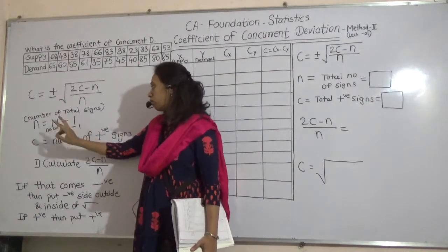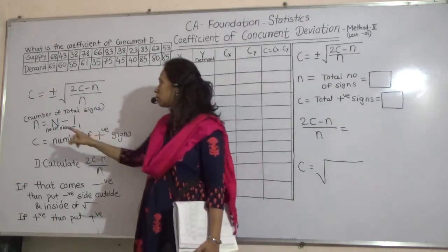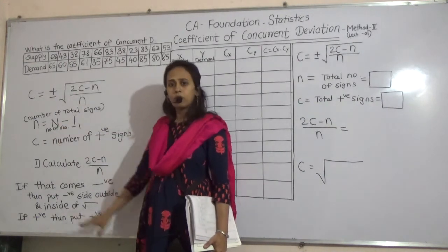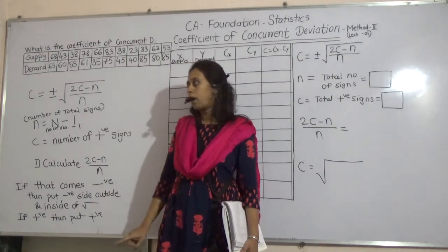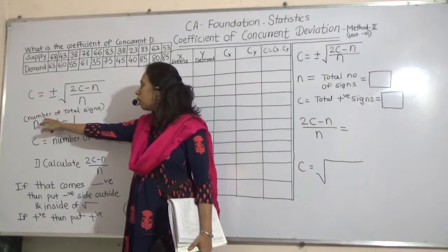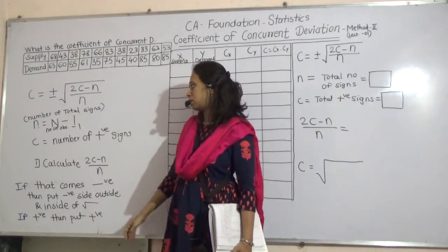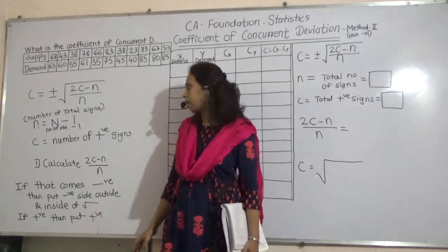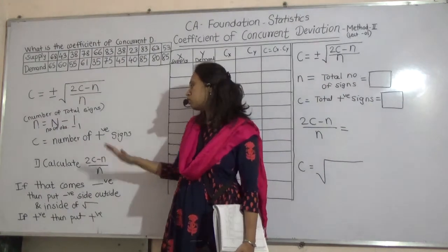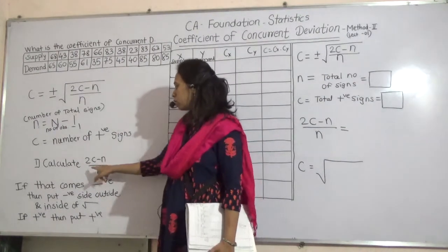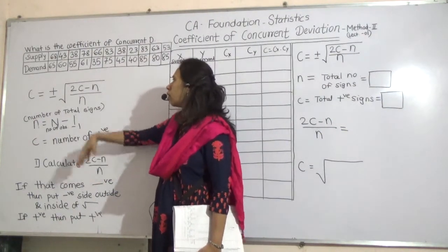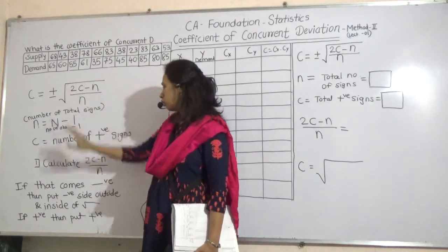Then n, you can think of in 2 ways. First, small n is equal to N minus 1, where N means the total number of observations. Whatever the number of observations given, you have to deduct 1 from it. Otherwise, simply count the total number of signs, whether plus or minus. But for C, it is compulsory to count only positive signs. With this, calculate (2C minus n) upon n. Then whatever you get, keep it in the square root, and you will get the answer.